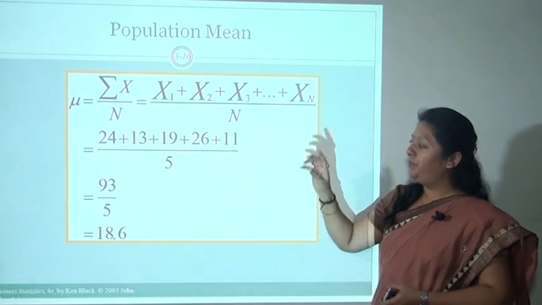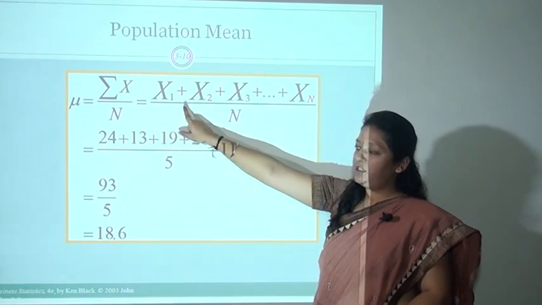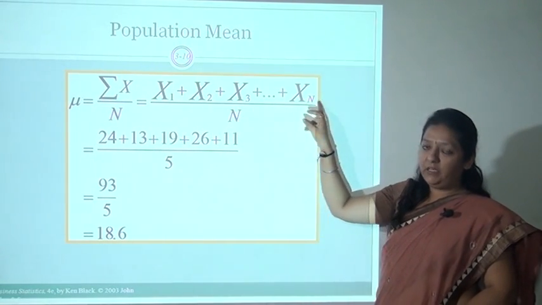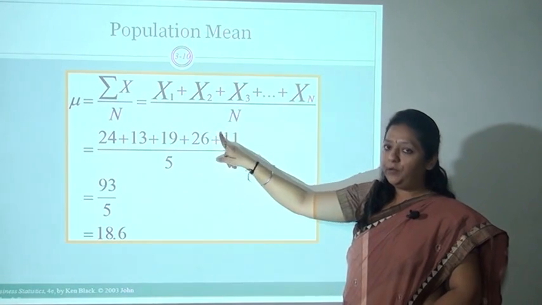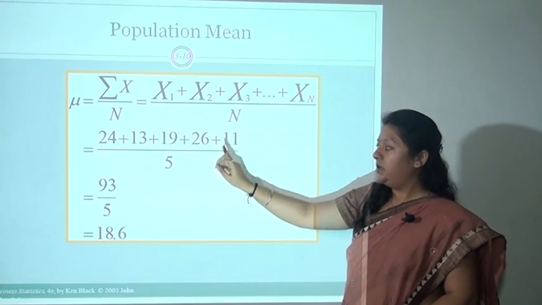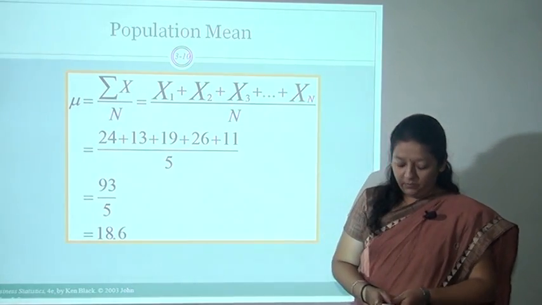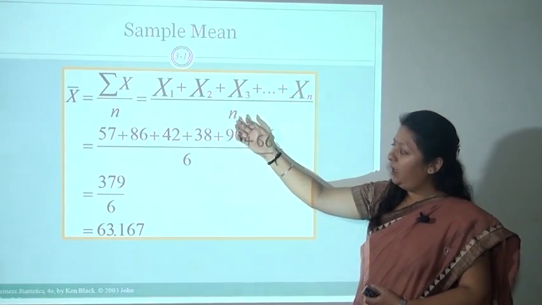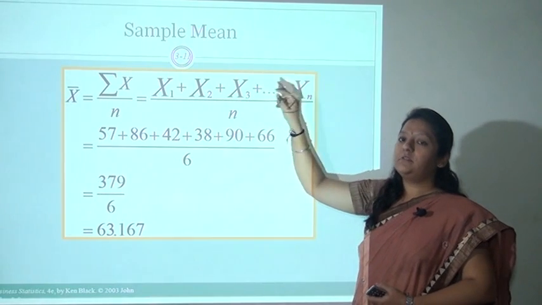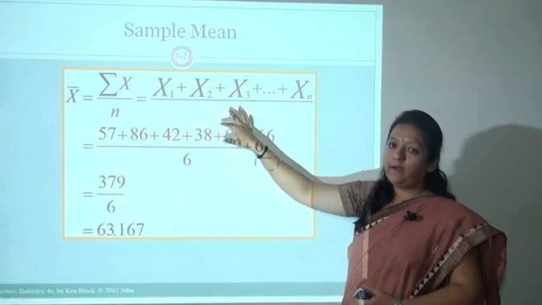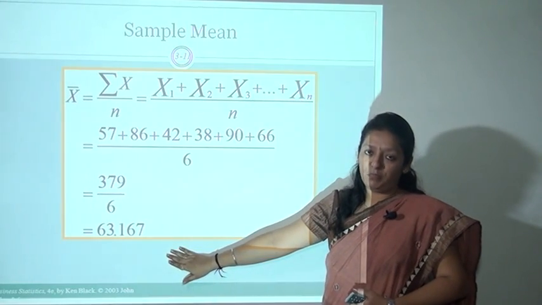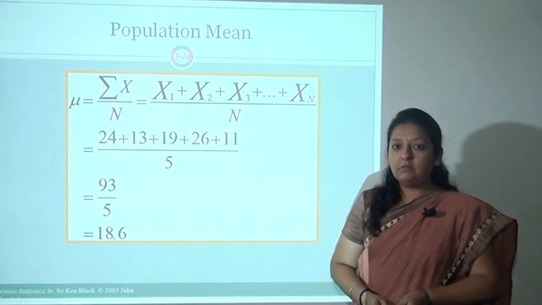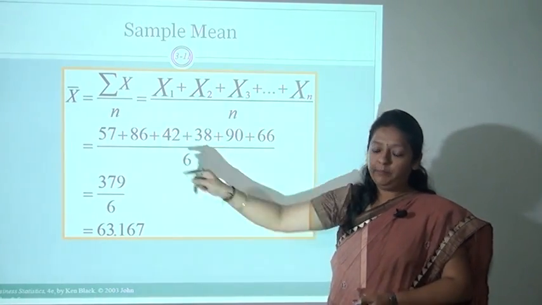Here is the example. We'll first calculate the population mean, sigma x divided by capital N, that is, the sum of all the items in the data set divided by the number of observations in the data set. So we'll have the mean. Now we'll follow the same procedure for the sample mean: the summation of all the items in a data set divided by the number of items in the data set gives the sample mean. Population mean is denoted by mu, whereas sample mean is denoted by x bar.